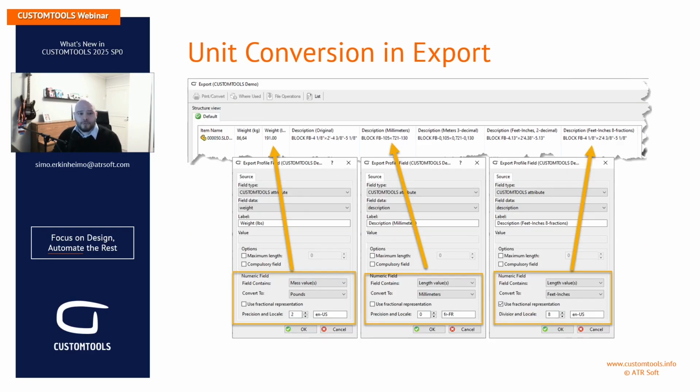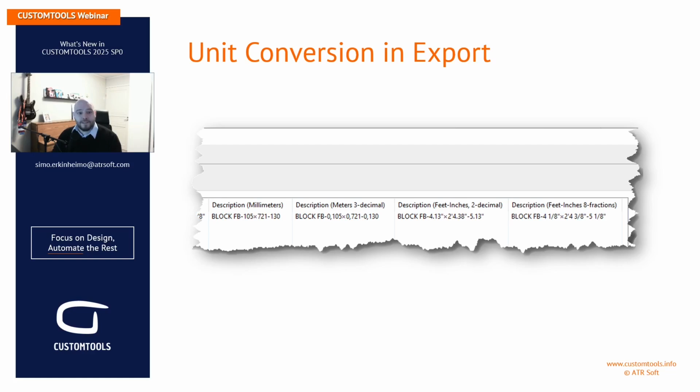For each export field, you can now define that if the field contains numeric values, those should be considered as length or mass values. Because CustomTools knows the document units for each document, it can now perform those unit conversions for that specific field. And as you can see here, we can even do that with properties that combine multiple values. Like here we have a single combination of picked length dimensions represented in multiple different units and formats.